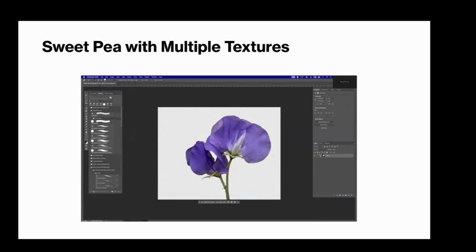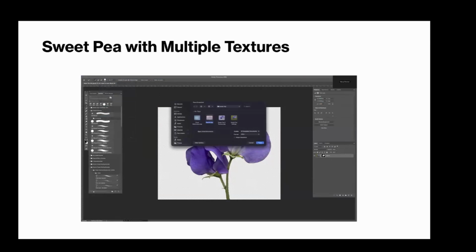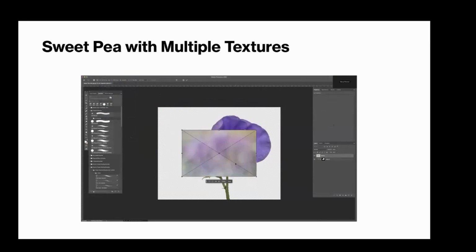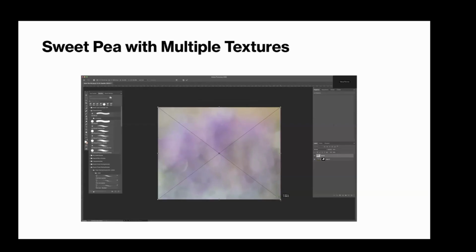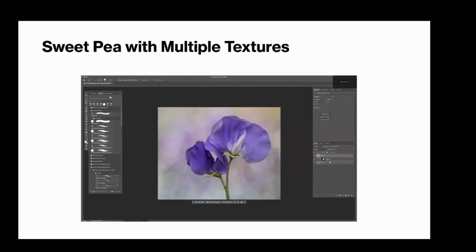place embedded, and use our first texture. It's a small file, so we'll need to stretch that out. Make sure we hit all the corners and hit return. Let's drag it under the selection layer.